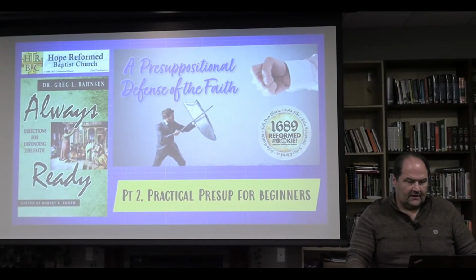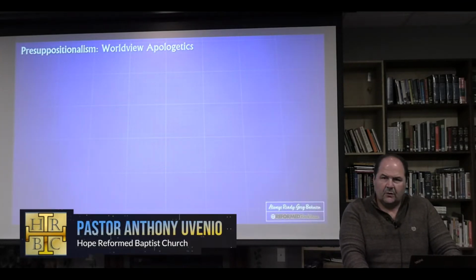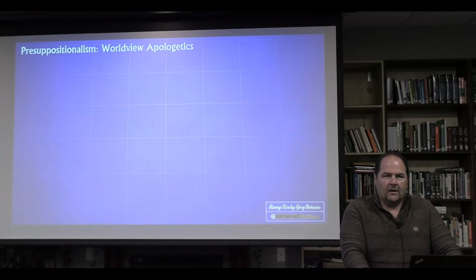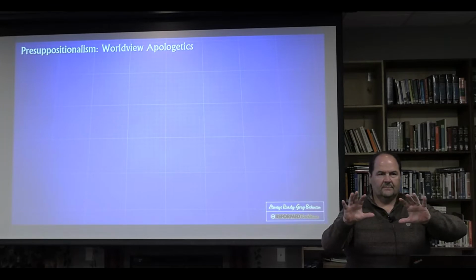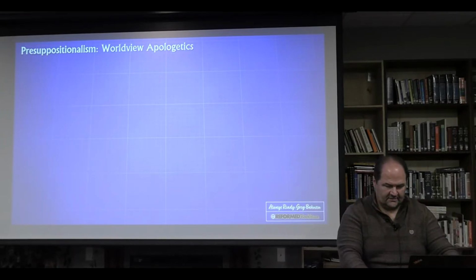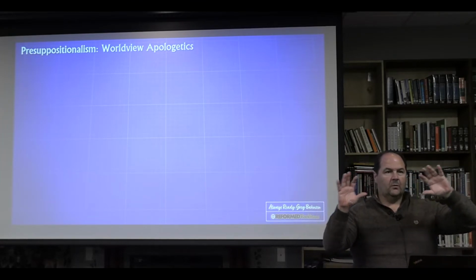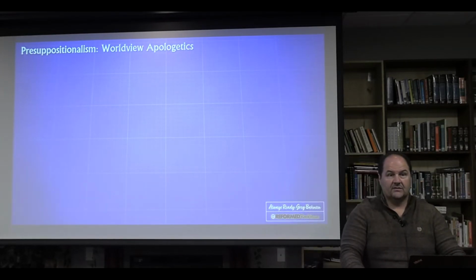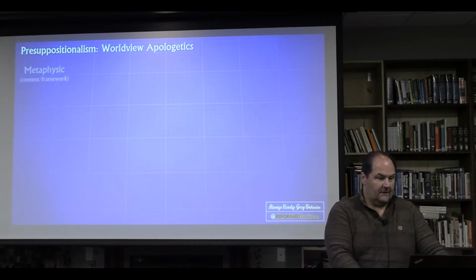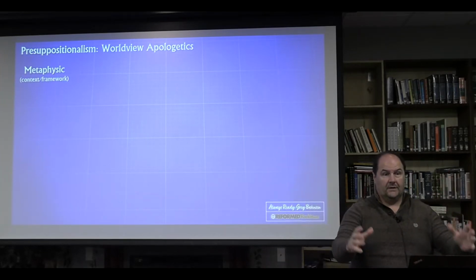Okay, so last week we did part one, practical presup for beginners. We're going to continue on just with a really quick review. Does anybody remember what I used as the illustration for presuppositionalism? Yes. The jigsaw puzzle, exactly. And what did we call the structure? What would be the technical term for the structure, the framework of the jigsaw puzzle? Metaphysics, right? That provides the context and the framework for our worldview.